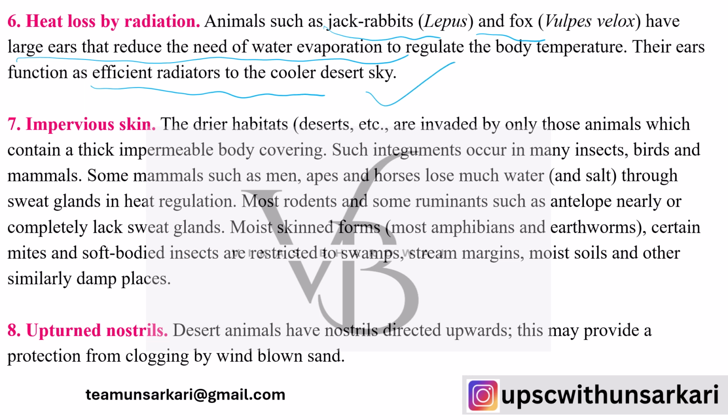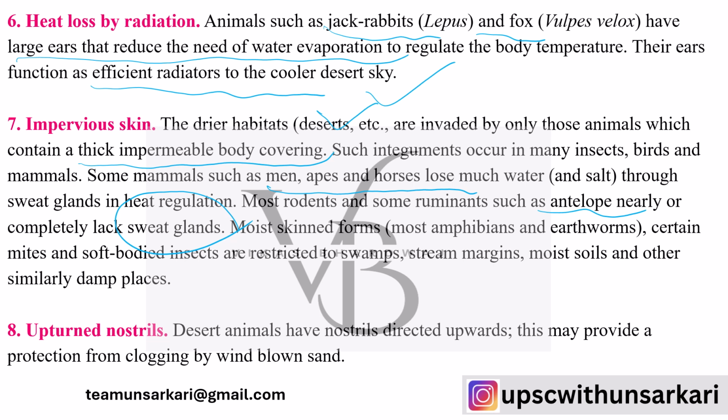Let's see what their skin type is. Impervious skin is there because the drier habitats, that is deserts, are invaded only by those animals which have a thick impermeable body covering. Such integuments occur in many insects, birds and mammals. Others such as men, apes and horses lose much water and salt through sweat glands in heat regulation. In the case of desert animals, such as rodents and ruminants such as antelope, they lack any kind of sweat glands.